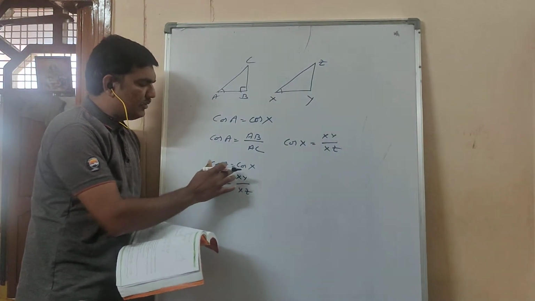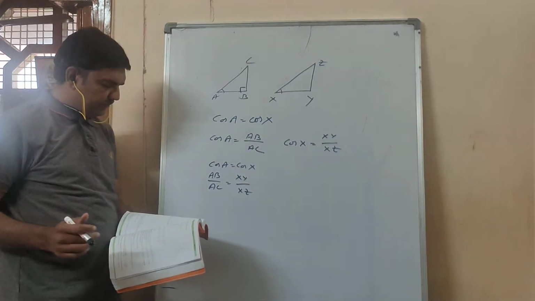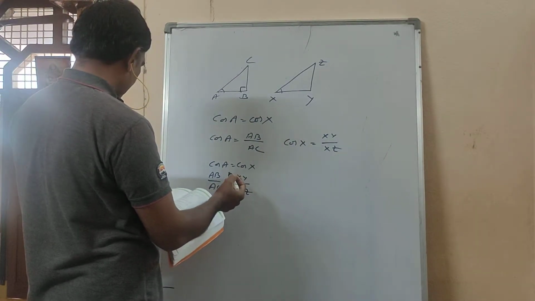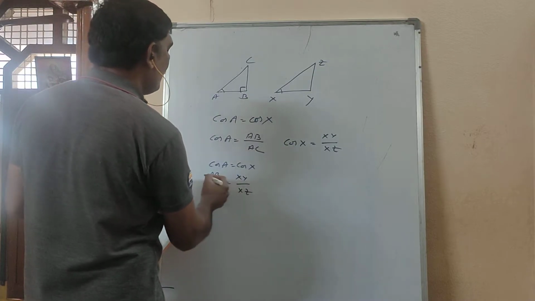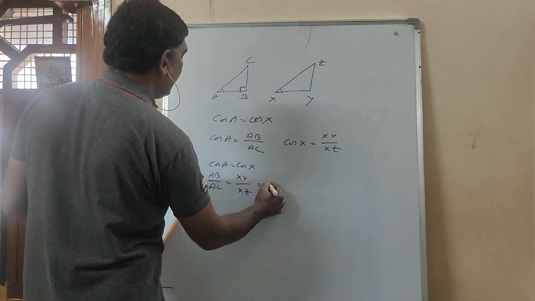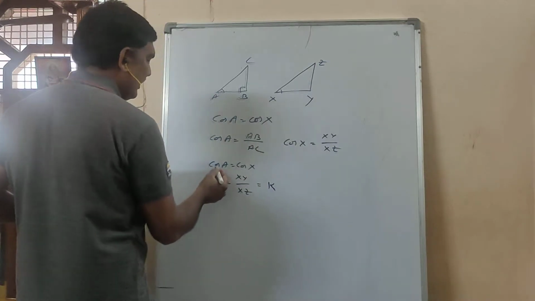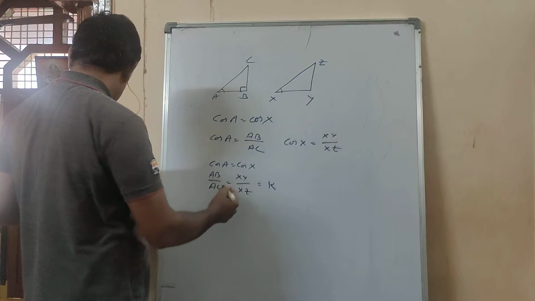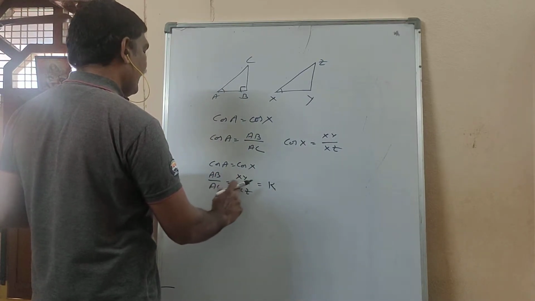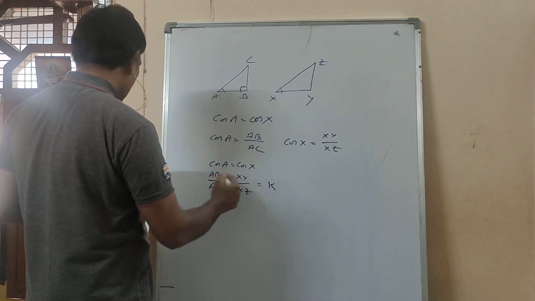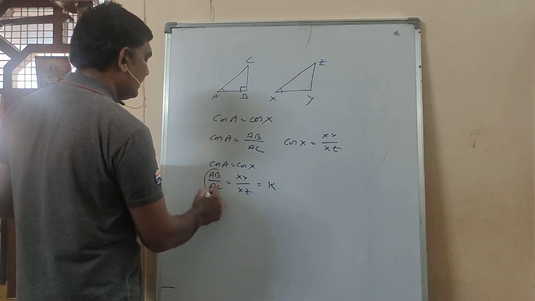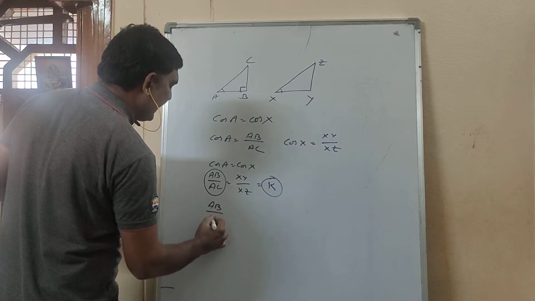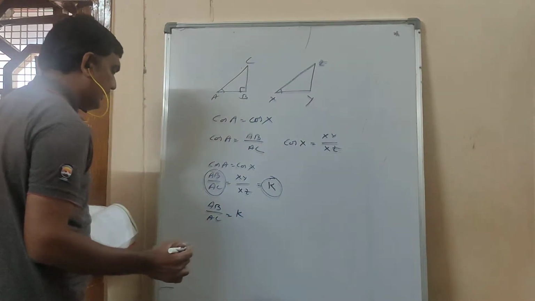Okay, AB by AC is equal to XY by XZ. Now what you have to do is assume that these two values are equal to some constant k. AB by AC value is k and XY by XZ value is also k. Now I am taking AB by AC is equal to k.